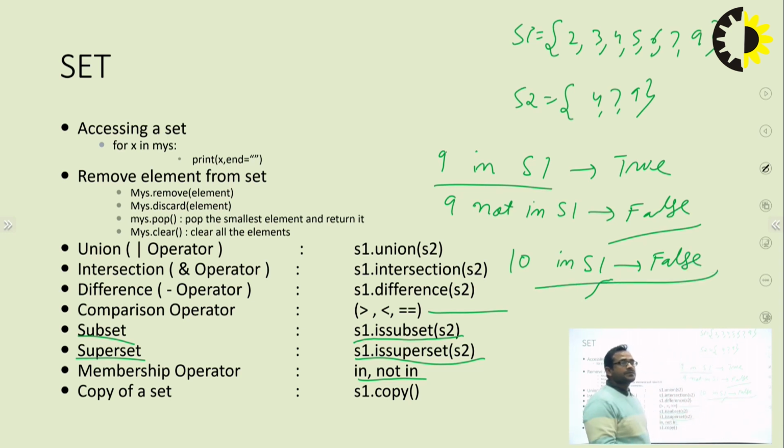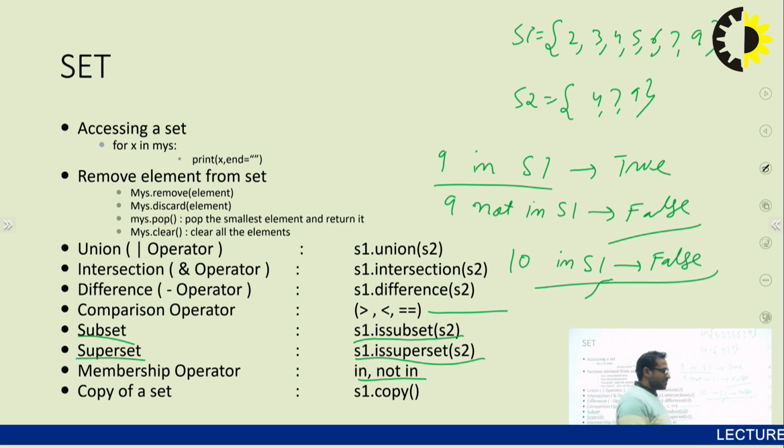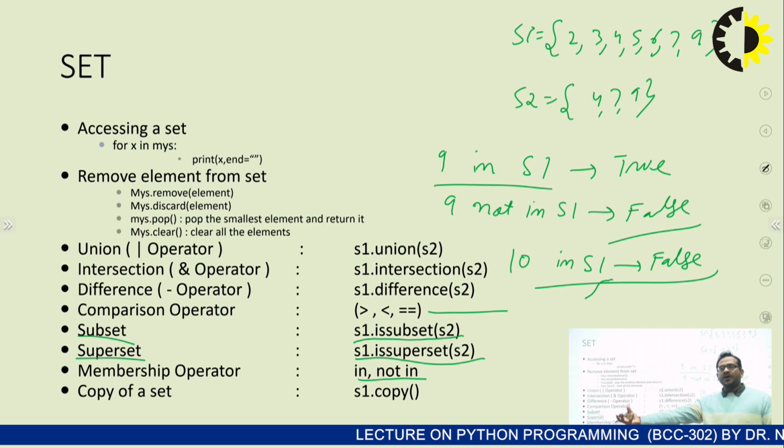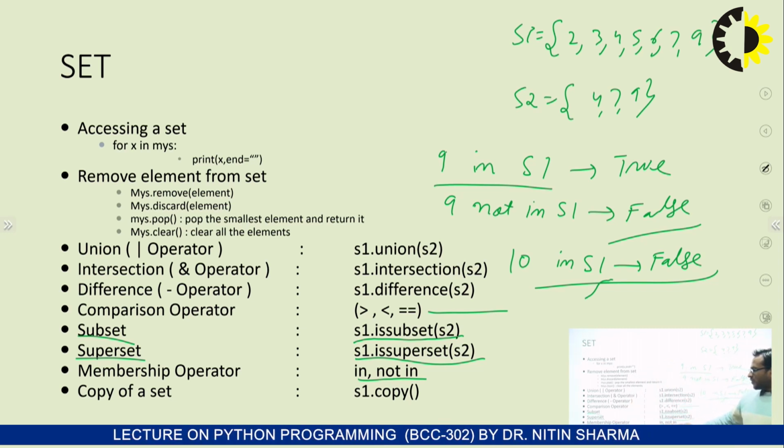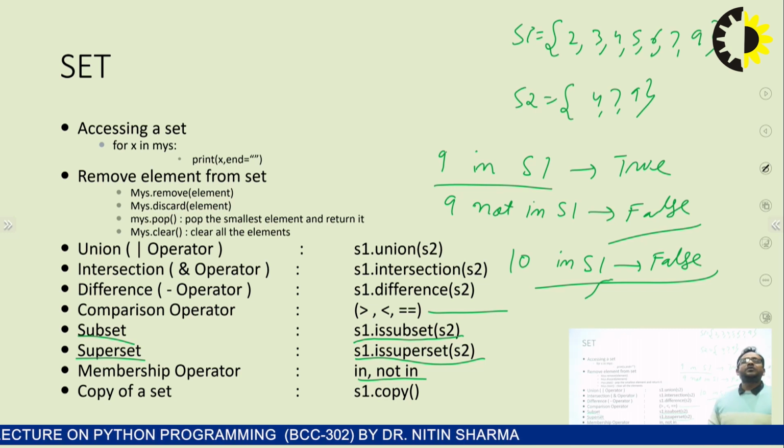Okay, so basically the membership operator is used to check whether that particular item is a member of that particular set or not. Either you can use the in operator or the not in operator, you can use any one of them. So by using this membership operator you can check whether that particular element is in a set or not. Okay, next is copy of a set.